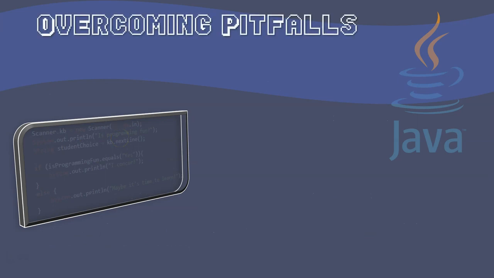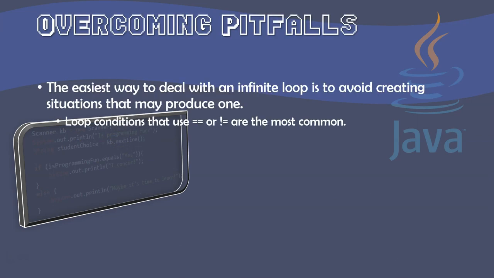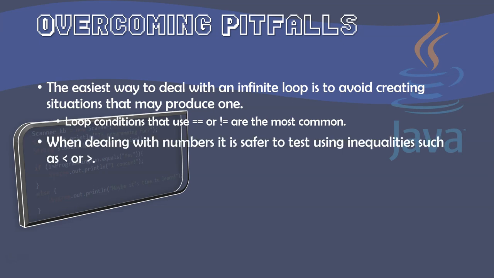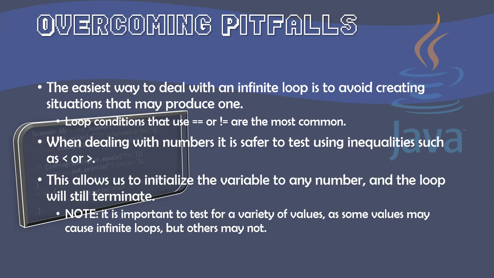So how can we overcome these pitfalls? Well, the easiest way of dealing with the infinite loop is to avoid creating situations that might produce one. Loop conditions that use either equals equals or not equals are the most common ways of doing this. So when we start looking at loops, very rarely are we going to have that explicit type of comparison. It's much safer to test either less than or greater than, or less than or equal to or greater than or equal to, because again, you're looking at a range rather than a specific value. This allows us to initialize the variable to any number, and the loop will still terminate.